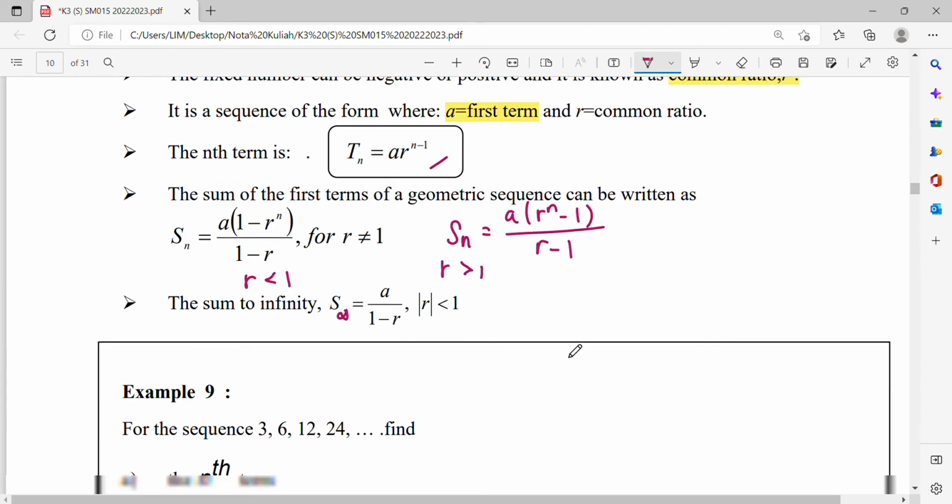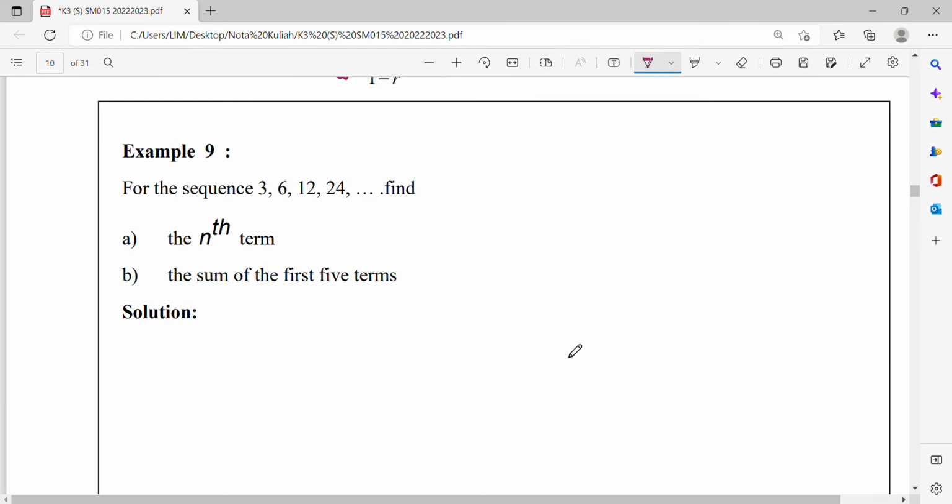Alright, so for example 9, the sequence 3, 6, 12, and 24. Find the nth term, and then the sum of the first 5 terms. So for this, we have to identify whether it is arithmetic or geometric. Because this question doesn't mention arithmetic or geometric, we have to prove it. We have to validate first, geometric or arithmetic.